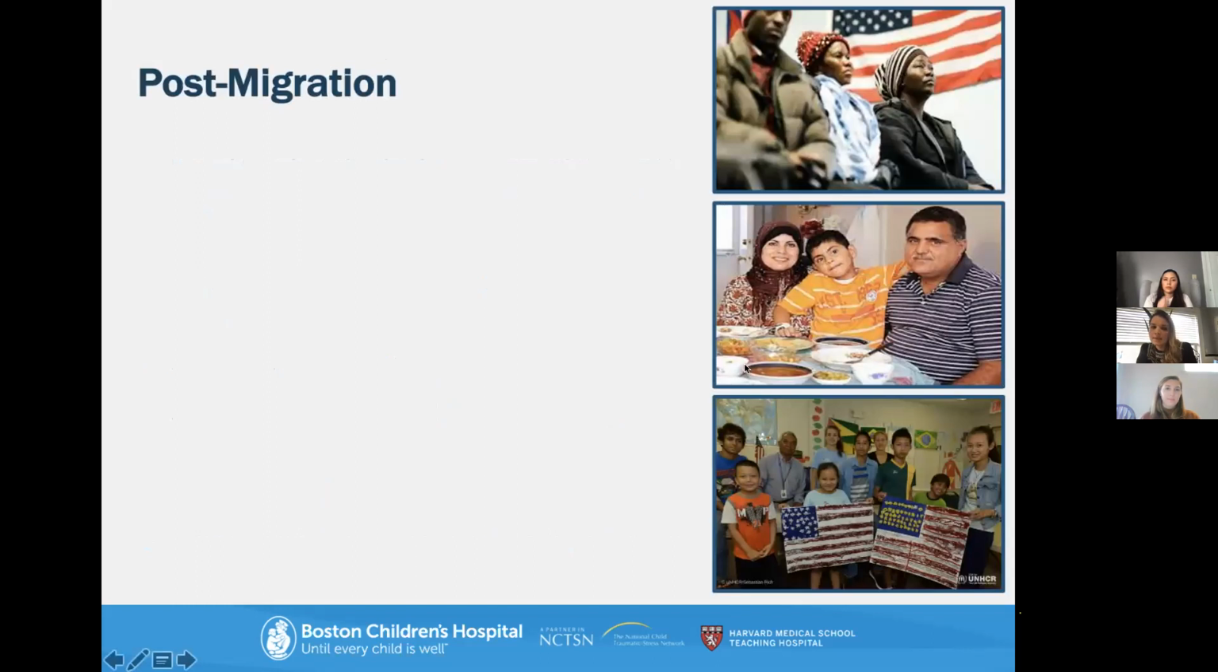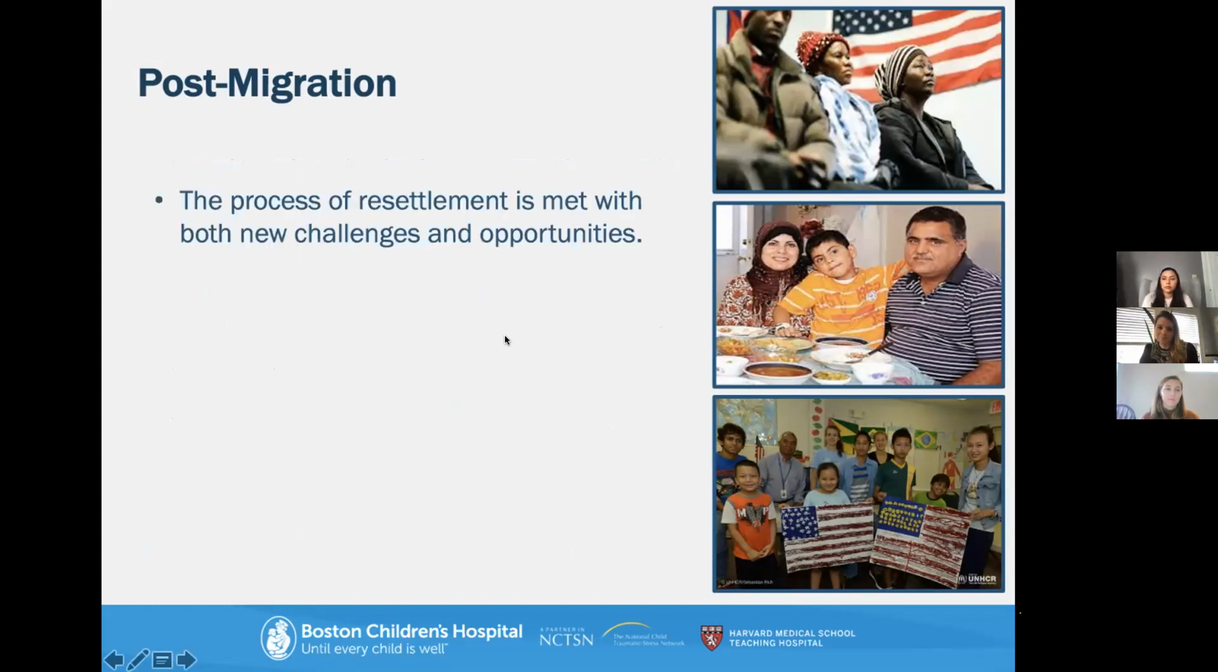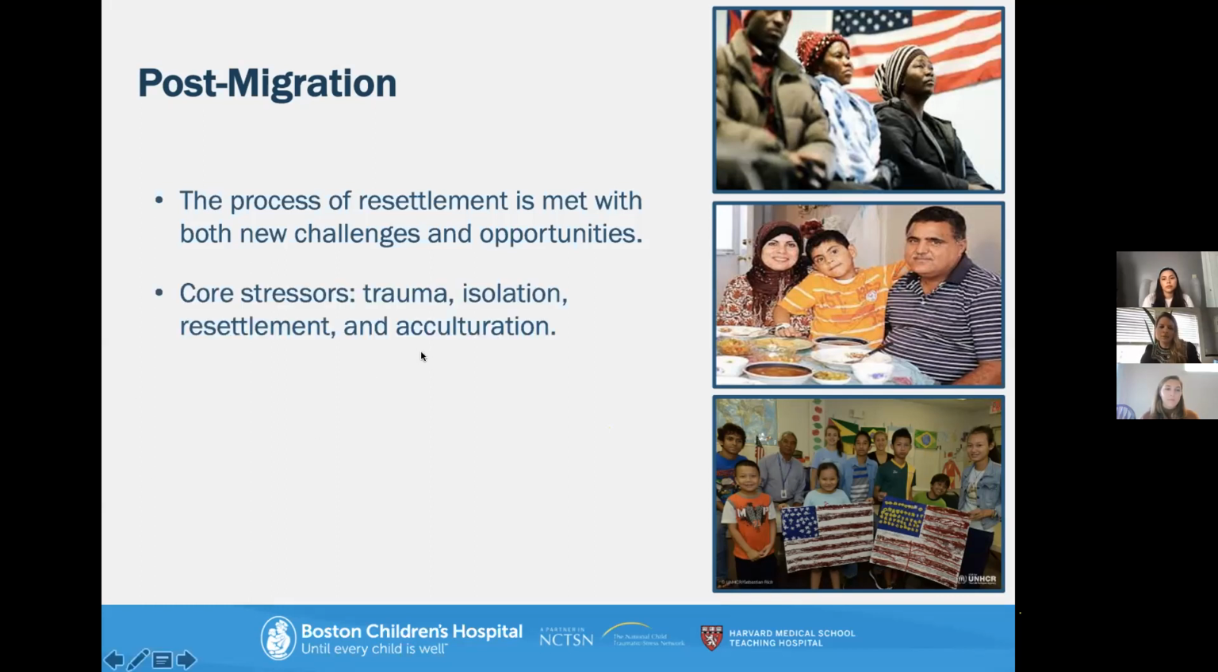Okay. And then the last piece is post-migration. So what we mean here is once they arrive in their resettlement city or country. This process, as you can imagine, is met with new challenges, but also opportunities, and many individuals feel like, okay, we can at least begin our life now. So we definitely see both. We see, as we'll see in the next few slides, many stressors the individual experiences, including trauma, isolation, resettlement, and acculturation stressors. And we'll talk about that a little bit more.